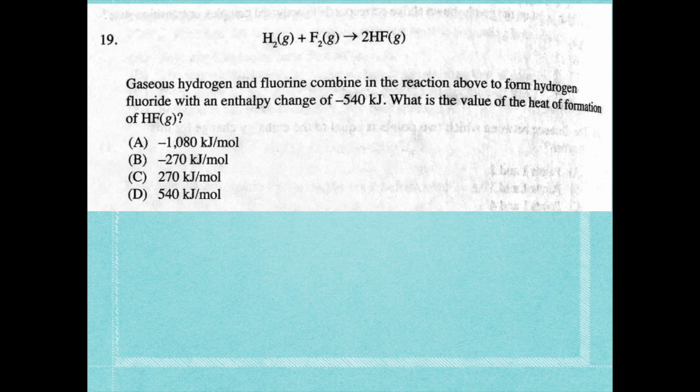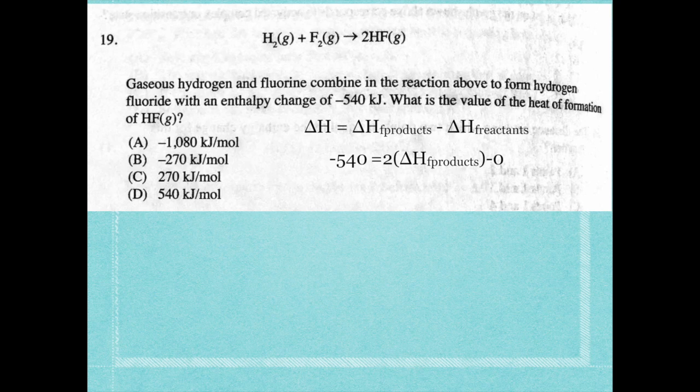Okay, so remember, my formula for my enthalpy change is going to be my products minus my reactants. So my enthalpy change is the difference between my heat of formation of products minus the heat of formation of my reactants. Since I know my delta H is negative 540, I'm trying to figure out my delta H of formation of HF. What about H2 and F2? Well, remember, since you're under standard conditions, the delta H of formation for those guys is going to be 0.